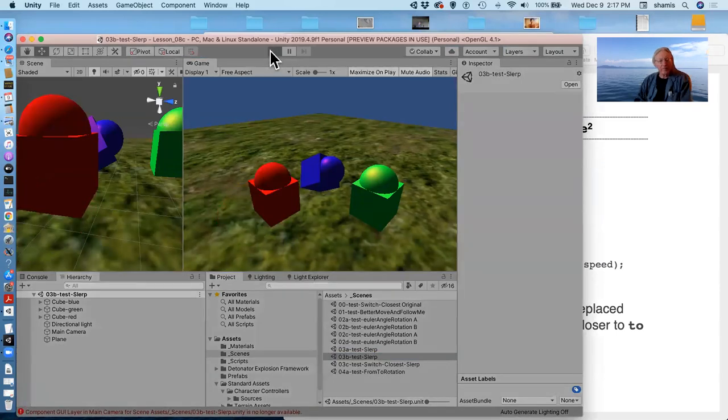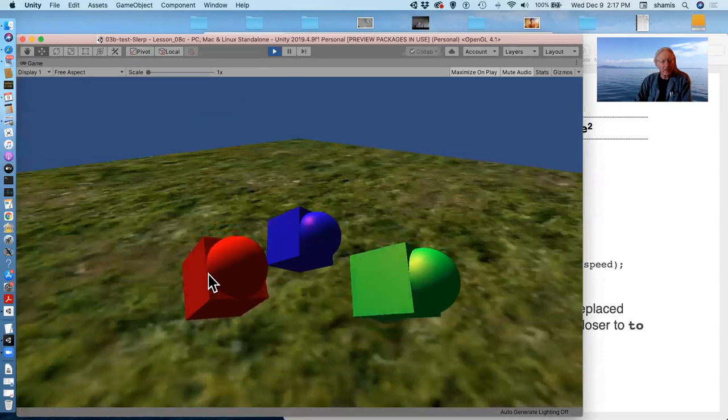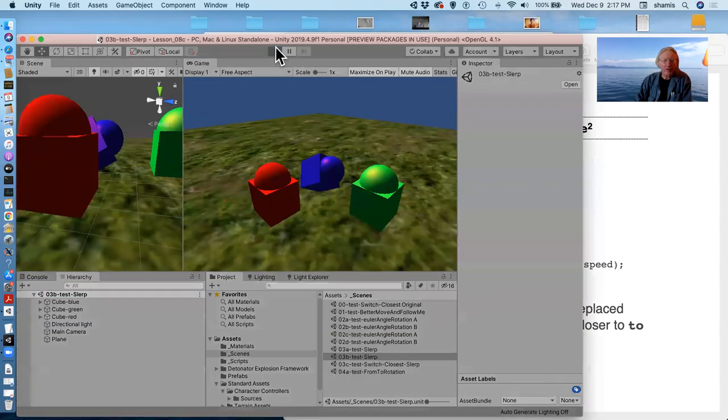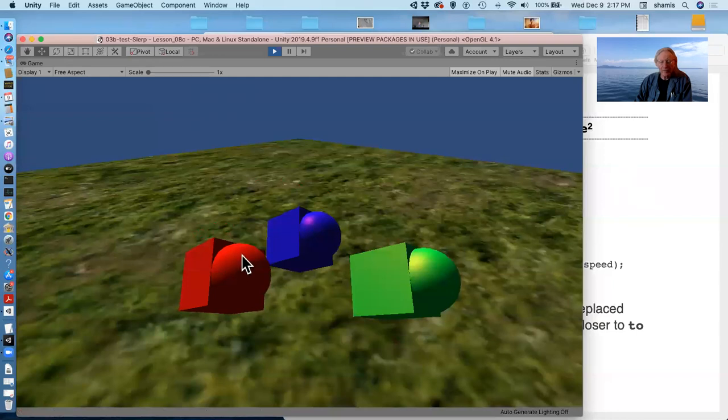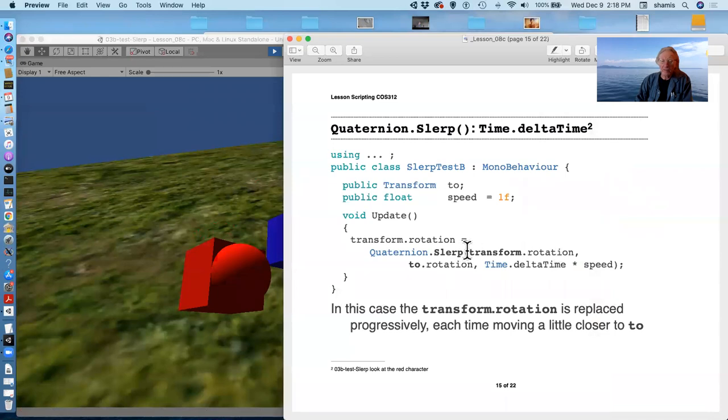Here's this one. So here, the red one is moving progressively towards the orientation of the blue. And so you notice that the green one kind of goes there directly, whereas this one gets closer and closer, never actually reaching it. Well, it does eventually, but it does this because it's continuously replacing the rotation as it moves toward the to rotation by this small quantity.